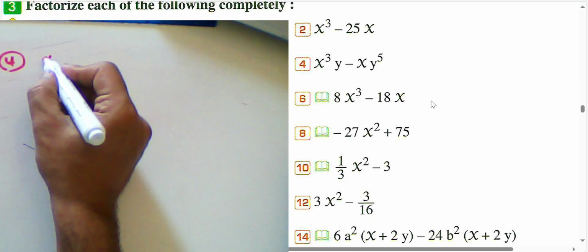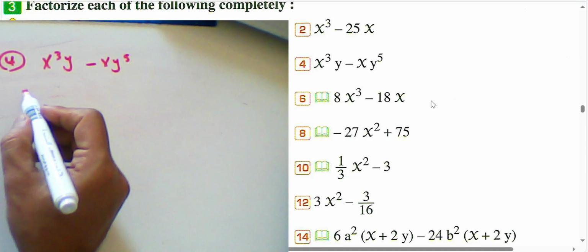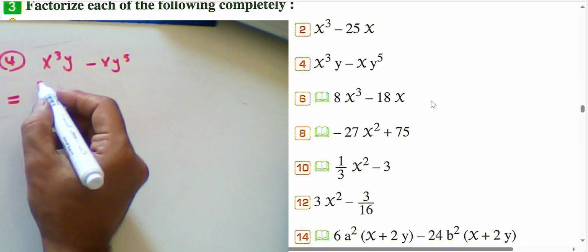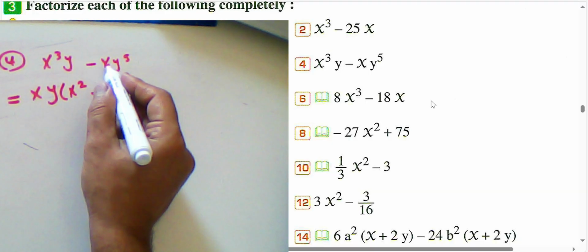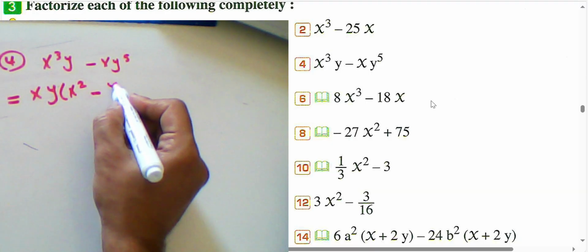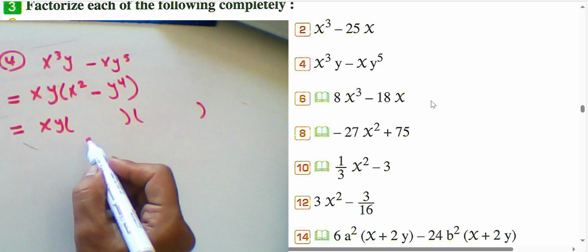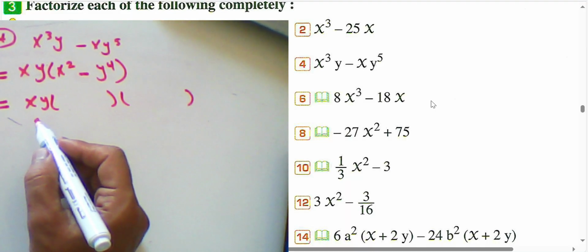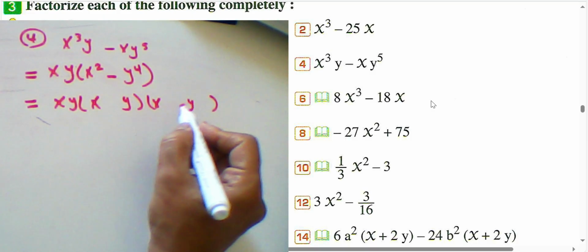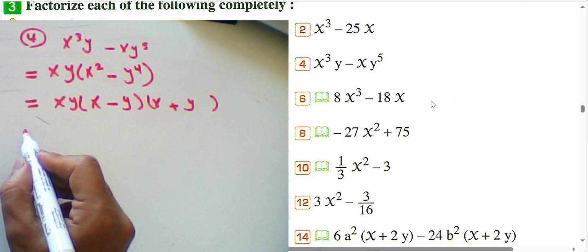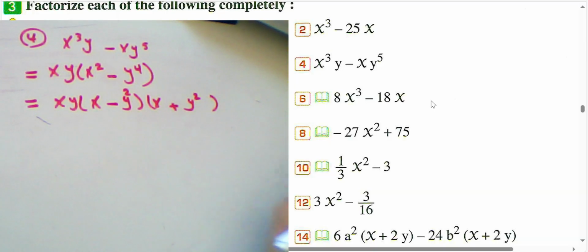Number 4 we have x power 3 y subtract by x y power 5. We can write the highest common factor between them. We have x repeating and y repeating. x power 3 divided by x will be x power 2, y divided by y is 1, x divided by x is 1, y power 5 divided by y will be y power 4. And then we can write xy product by brackets. The brackets here will be x power 2, it will be x times x, and y power 2 is y times y. Write negative and positive. y power 2 and y power 2 because y power 4 equals y power 2 times y power 2.